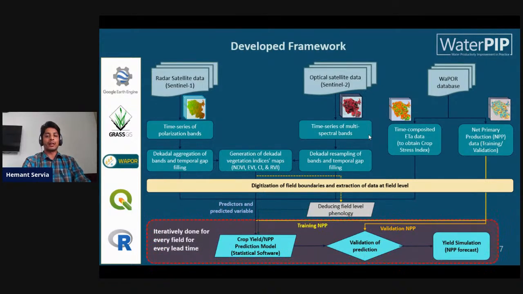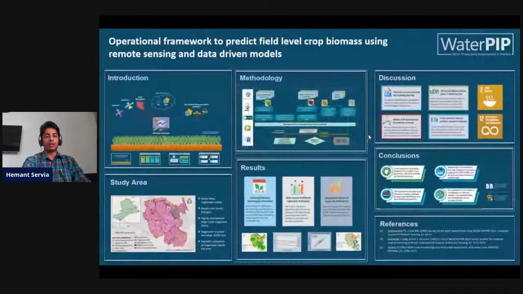Why do I say iteratively? Because in the subsequent step, the training and validation datasets were generated from all these variables that we just discussed to train and develop the crop yield prediction models. Importantly, as per the developed framework, this is iteratively done for all the fields corresponding to different tested lead times. Therefore, in a nutshell, a prediction model was developed for every field corresponding to every lead time. And here we finish the methodology.